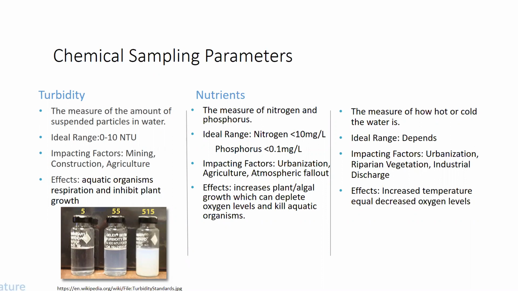Finally, the third measurement over there is temperature. So we know temperature is a measurement of how hot and cold water is, but water temperature has direct and indirect effects on nearly all aspects of stream ecology. So ideal temperatures of streams depend on whether it's considered a warm water stream or a cold water stream.